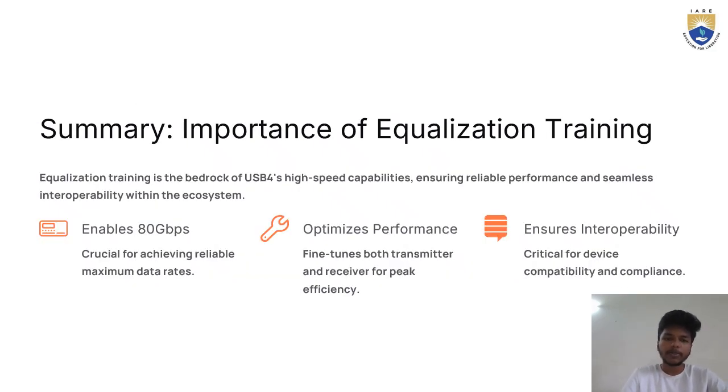Now coming to the overall summary of the topic: the importance of equalization training. Equalization training is the bedrock of USB4's high-speed capabilities, ensuring reliable performance and seamless interoperability within the ecosystem. It enables 80 gigabits per second, which is crucial for achieving reliable maximum data rates, and optimizes performance, fine-tuning both transmitter and receiver for peak efficiency. It ensures interoperability, which is critical for device compatibility and compliance, so that the user interface is not disturbed and the user experience is enhanced.